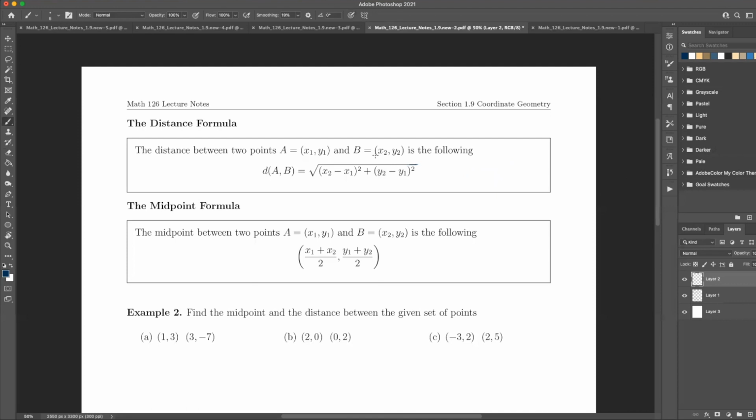Now, does it matter which one I declare A or B? The answer is no, because I'm squaring it.